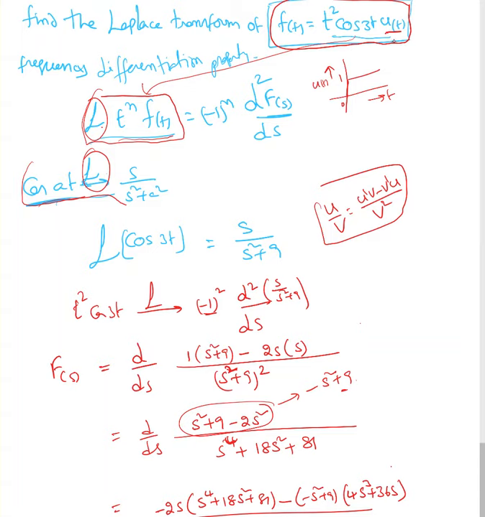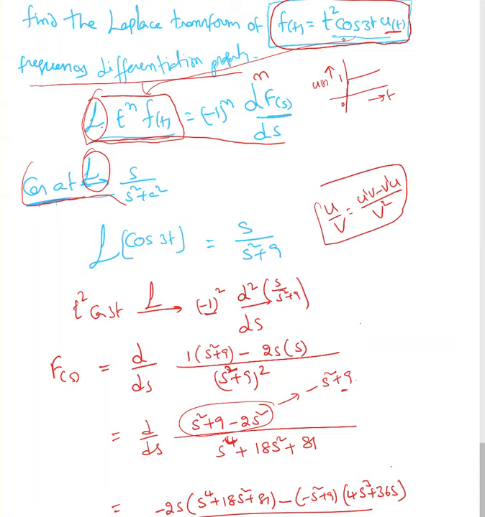Now, if you look at the properties in the previous video, we can use the frequency differentiation property. Pardon me about my writing. The frequency differentiation property is nothing but the Laplace transform of t to the power of n f of t equal to minus 1 to the power of n d to the n, not square, we need to differentiate n times that F of s with respect to s. So this aligns with the frequency differentiation property.